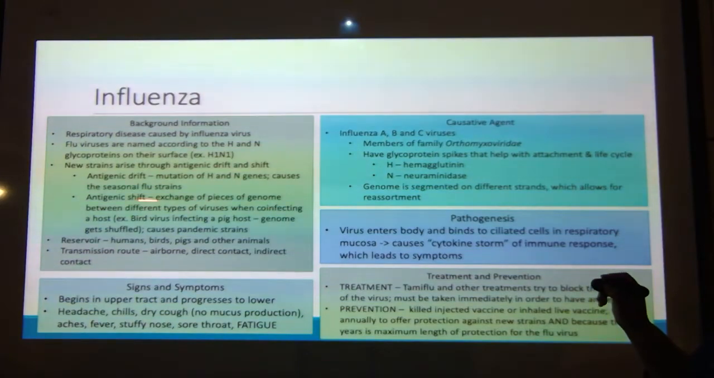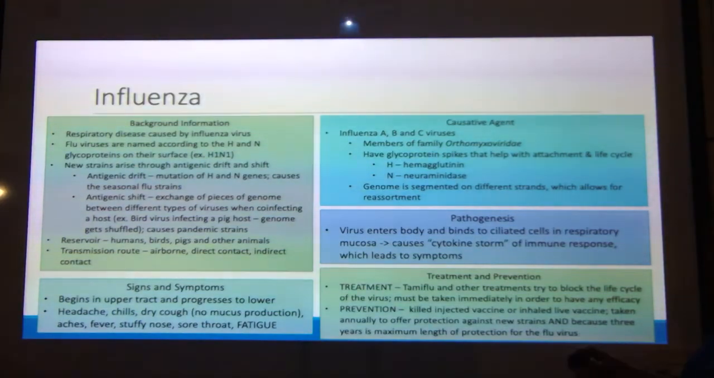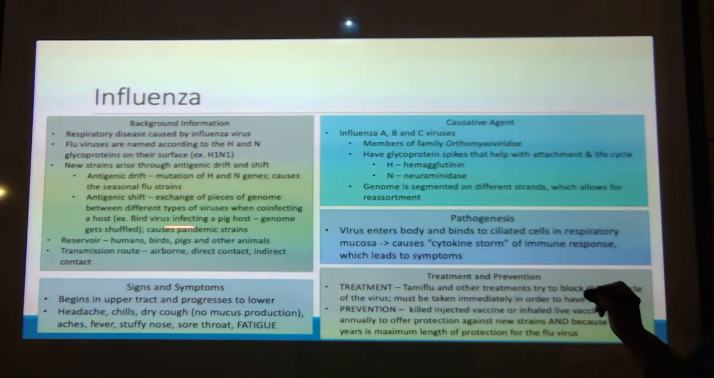Antigenic shift is the exchange of pieces of the genome between different types of viruses when co-infecting a host. So if you have bird virus infecting a pig host, that genome gets shuffled around. This can cause pandemic strains. This is what causes pandemic strains.